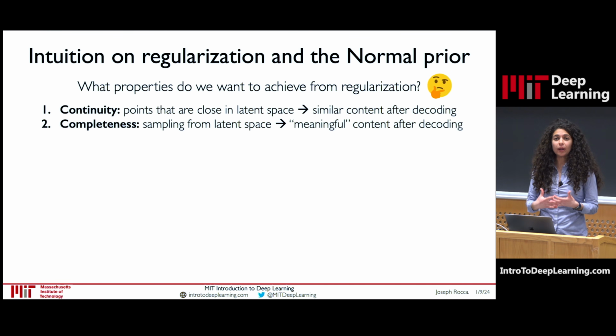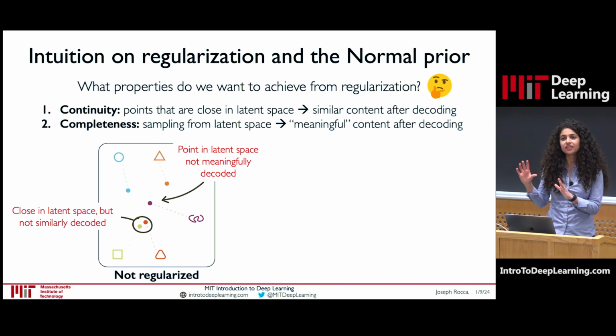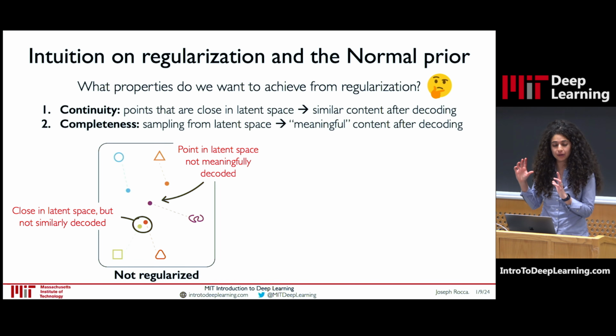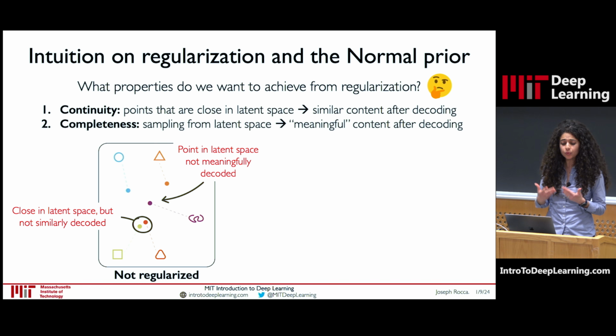Secondly, when we go to use our VAE to actually sample, we want to have completeness, meaning that whenever we draw a sample from the latent space, hopefully we get something reasonable back out. We don't want samples to result in something nonsensical. And so with these two criteria in mind, the concept is that without regularization, we end up sacrificing both these properties.